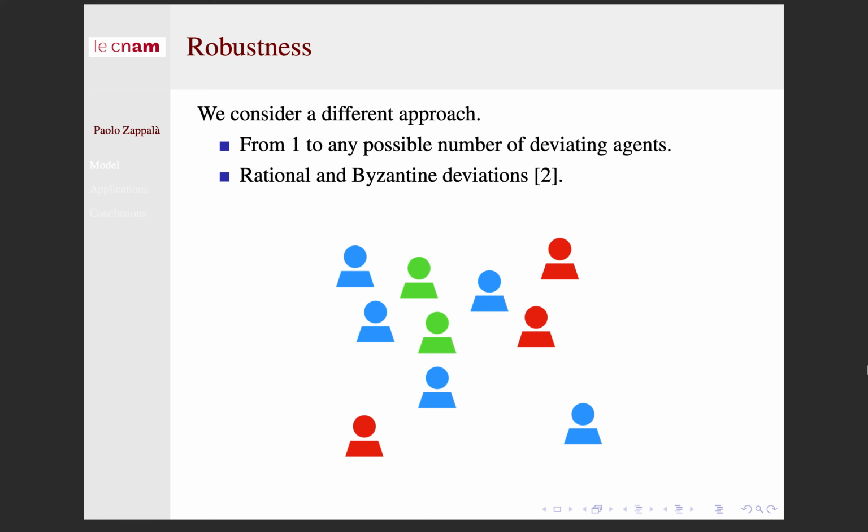First of all, we consider not only one, but any number of possible deviating agents. And second, we distinguish the deviating behaviors of the agents between rational and Byzantine. Rational agents are those who follow the protocol because they want to increase their utility, while Byzantine agents can generally choose any kind of strategy which is different from the one of the protocol.